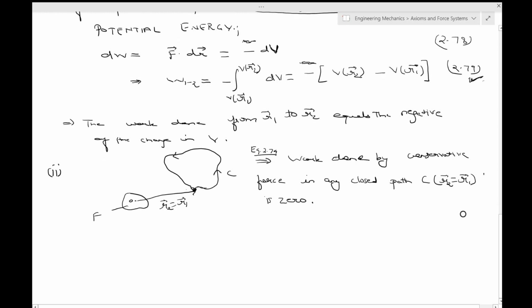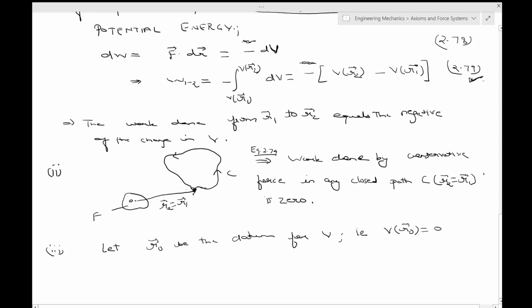Okay, now let's take the third one. Let R naught be the datum for V. Datum meaning the potential energy at R naught is assumed to be 0. Okay, so this is some sort of a reference. So V of R naught is equal to 0.